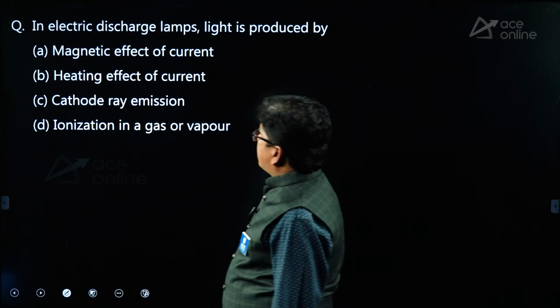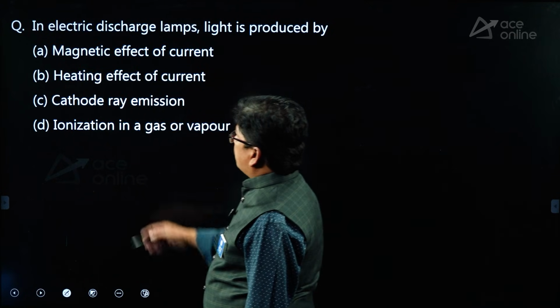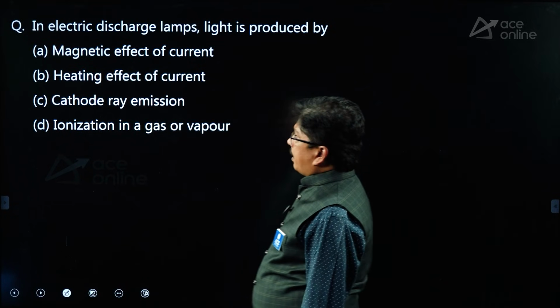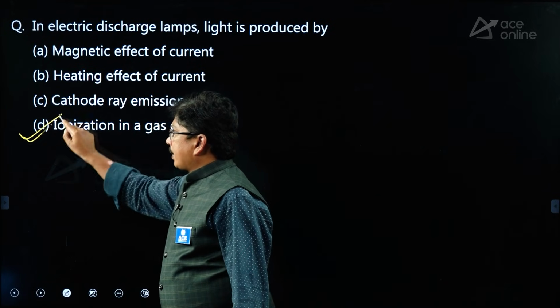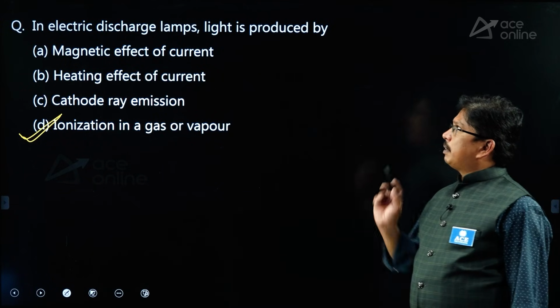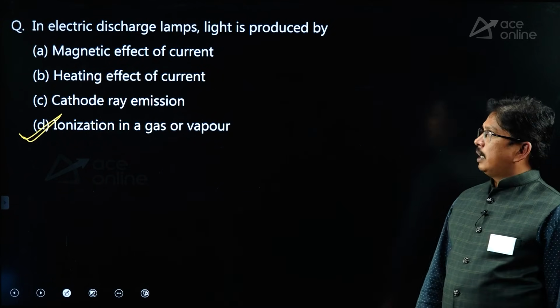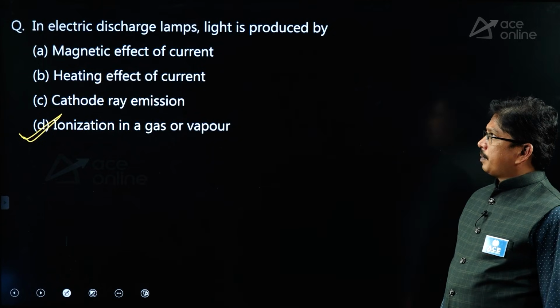In electric discharge lamps, is the light produced by magnetic effect, heating effect, or cathode ray emission? It is because of the ionization of gas or vapor. Because of that, the light will be produced in electric discharge lamps like sodium vapor lamps.